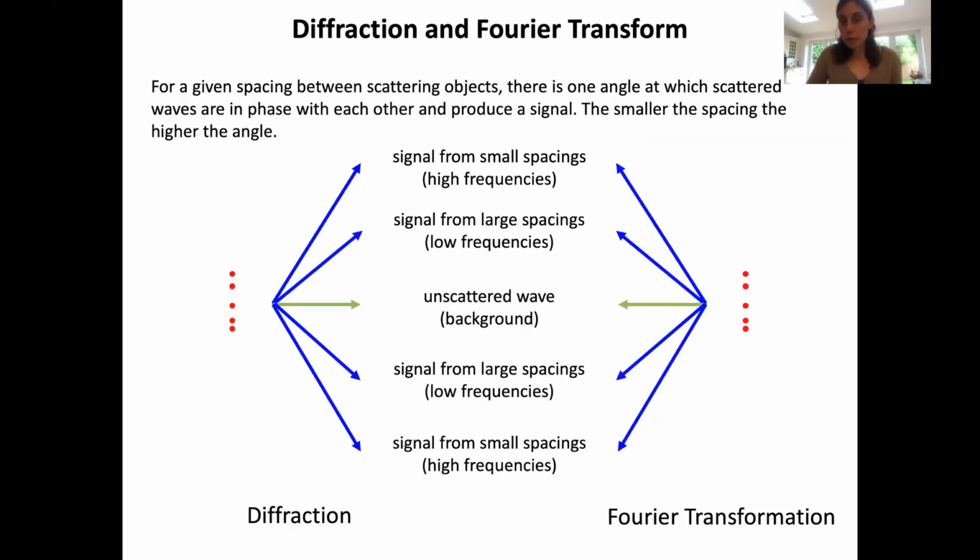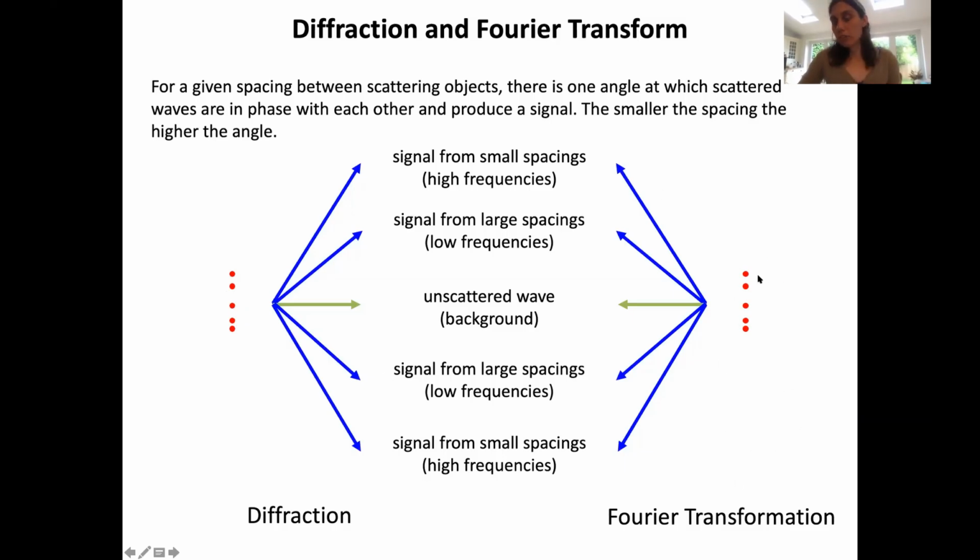And the only reason why I'm showing you that is because then you can understand the analogy between diffraction and Fourier transformation. So we have objects that are at many distances from each other. It doesn't have to be a crystal, it can be any object. And we know that the information about atoms that are very close to each other will be scattered at a high angle, whereas the information between atoms that are far from each other will be scattered at low angles.